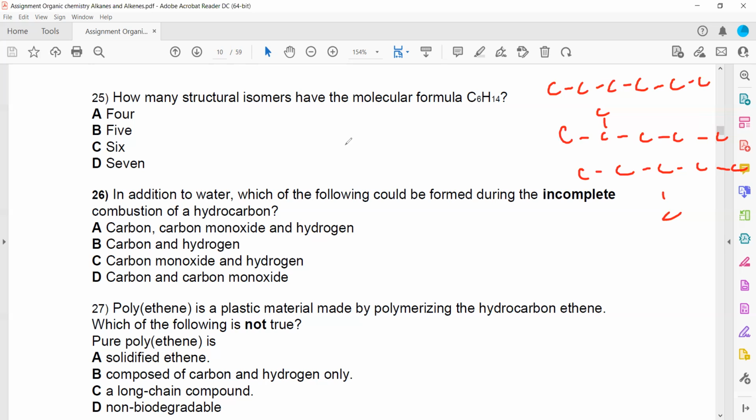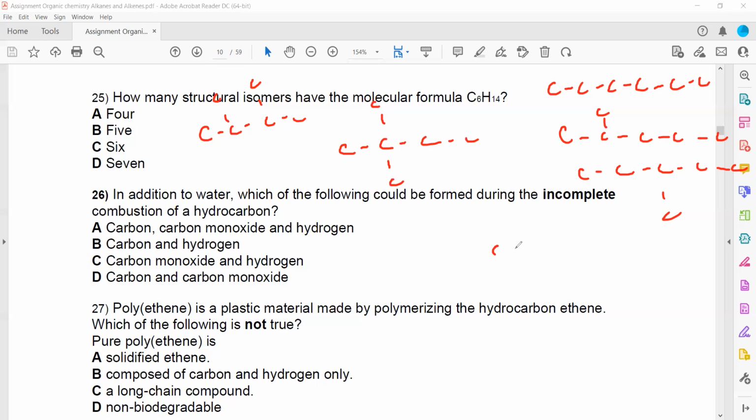Then we have 4 carbon atoms. Maybe 2 branches are attached with the same carbon, or we may have 4 carbon atoms with 2 branches attached to 2 different carbon atoms. Then we cannot do it for 3, like 1, 2, 3, 4, 5 are there.